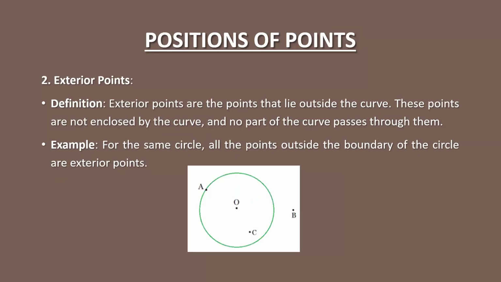Then comes the exterior point. Exterior points are the points that lie outside the curve. These points are not enclosed by the curve and no part of the curve passes through them. For example, in the same circle, all the points outside the boundary of the circle are exterior points. In the given figure, you can see the curve is represented by the greenish line. Outside the figure there is point B, and point B is called an exterior point.